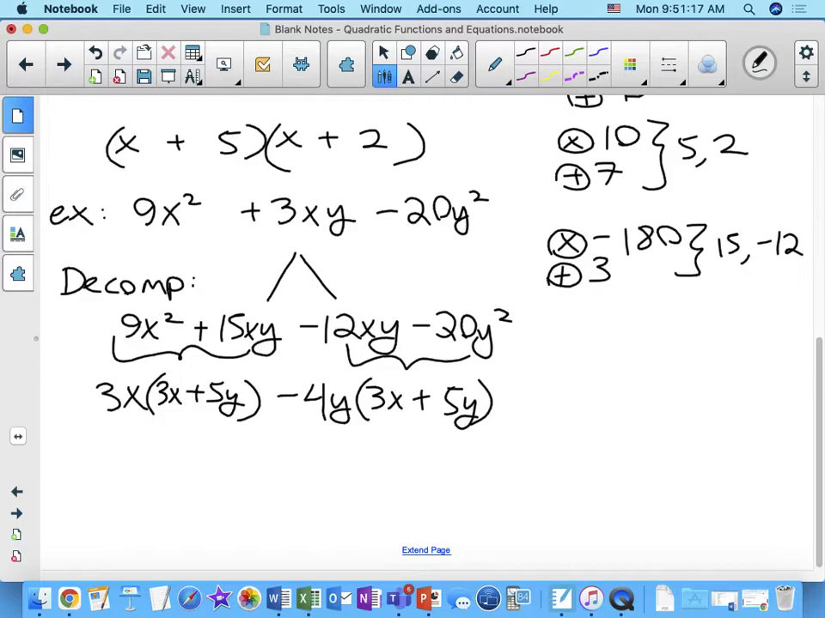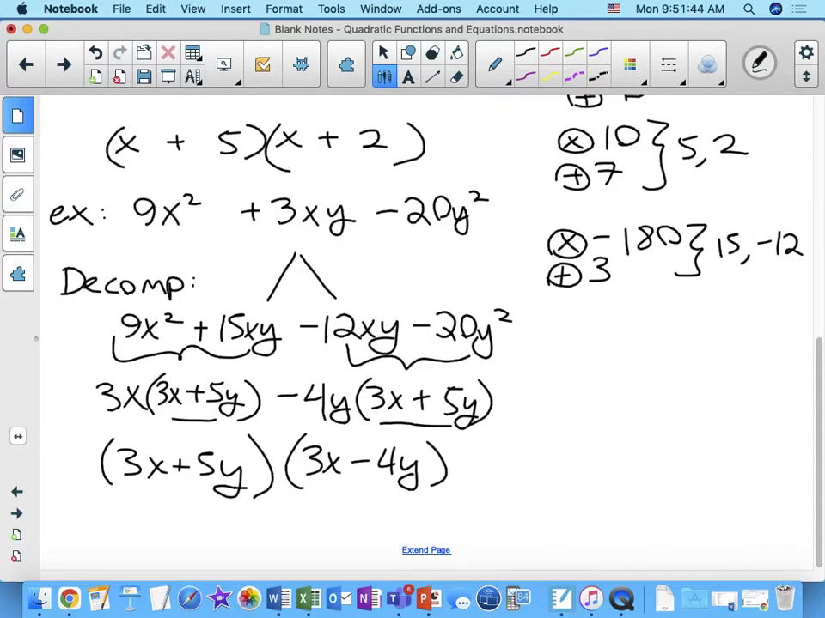Okay? And what happens is that the 3x plus 5y is a greatest common factor. Okay? This is now the GCF. So we can bring that out in front. And what we're left with is 3x minus 4y. Here's the 3x, there's the minus 4y. And that's factored.